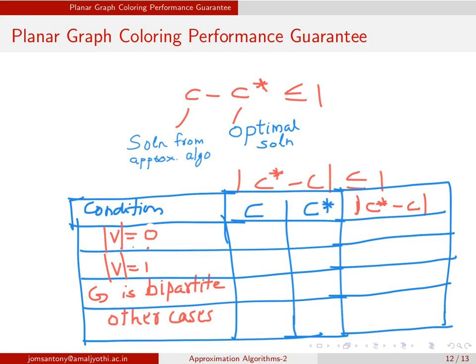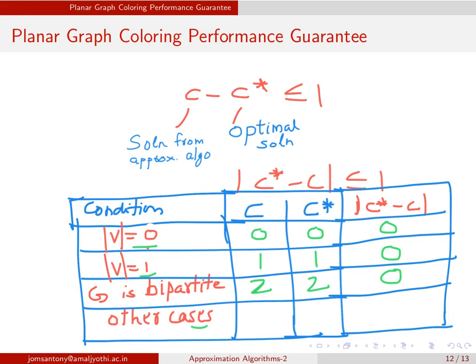If the number of vertices is 0, then our approximation algorithm will always return a 0. An optimal solution will also be a 0. So C star minus C will be 0. And if the number of vertices is 1, then our approximation algorithm will return 1, and the optimal solution will also be 1, and so it will be again 0. If G is bipartite, then the approximation algorithm will return 2, and the optimal solution will also be 2. So in this case also it will be 0.